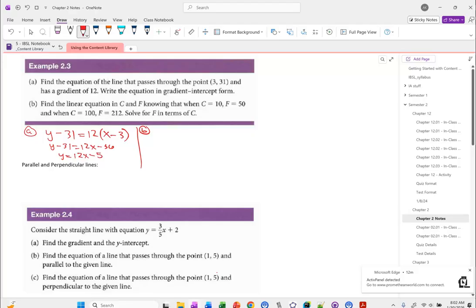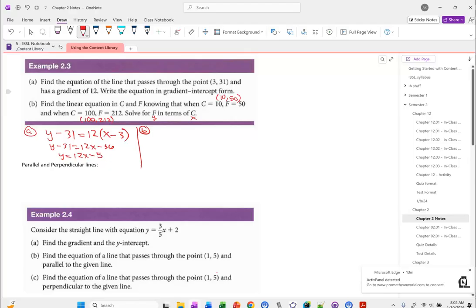F in terms of C. C is X. Means F is like our Y. So when I give you that when C is equal to 10, F is equal to 50, what do I really have there? Yeah, I have the point (10, 50), right? And when C is equal to 100, and F is equal to 212, what is that really? Yeah, that's also a point, (100, 212).